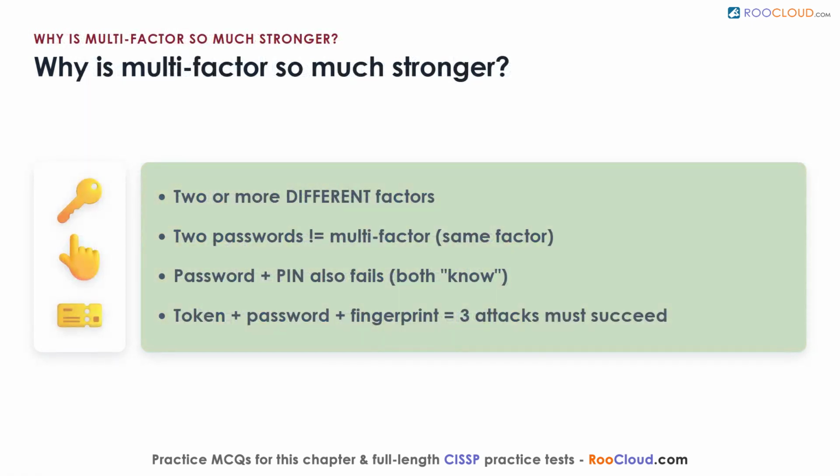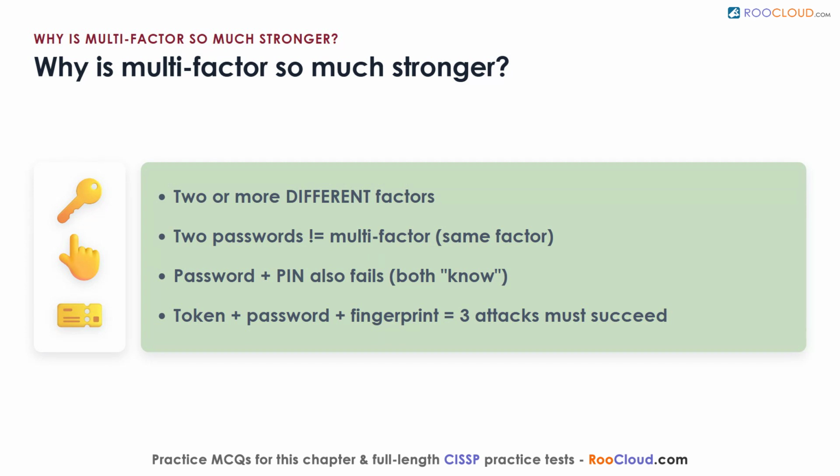Why is multi-factor authentication so much stronger? Because it forces an attacker to win several different fights at once. Multi-factor means using 2 or more different factors, like something you know plus something you have. The key word is different. 2 passwords are not multi-factor, since one crack could grab both. And combining a password with a personal identification number fails the test, because both are things you know.